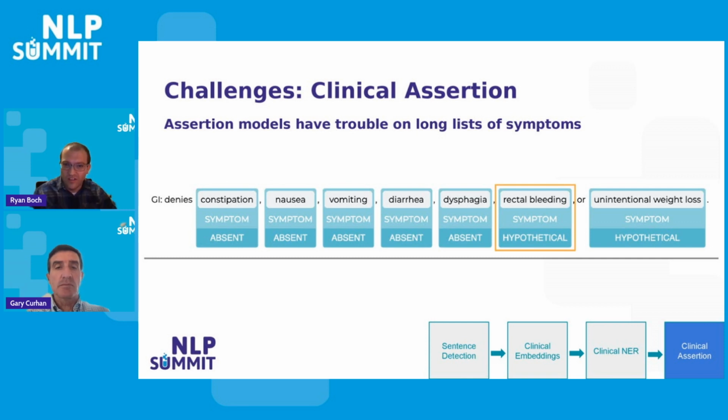And you see it does pretty good on the first few, but then at the end, it starts to get confused. We see rectal bleeding as hypothetical when that should be absent, and we see unintentional weight loss as hypothetical. And this is not the longest review of system we see. We see a lot longer ones in practice, but they really struggle here. So it was important for us to be able to identify these and filter them out of our results, because we know that we cannot rely on these.